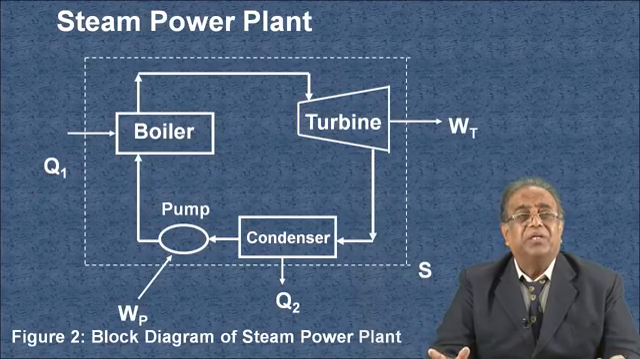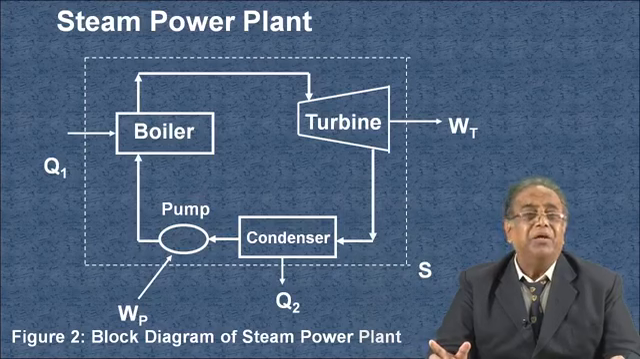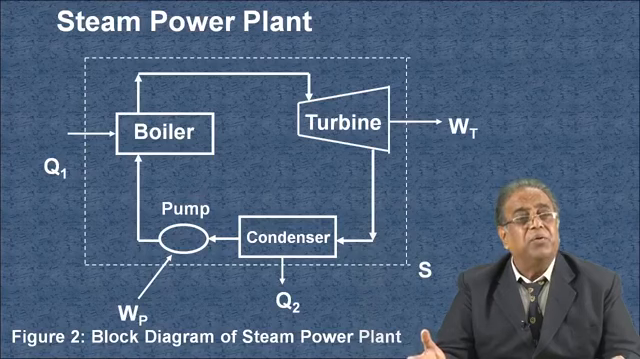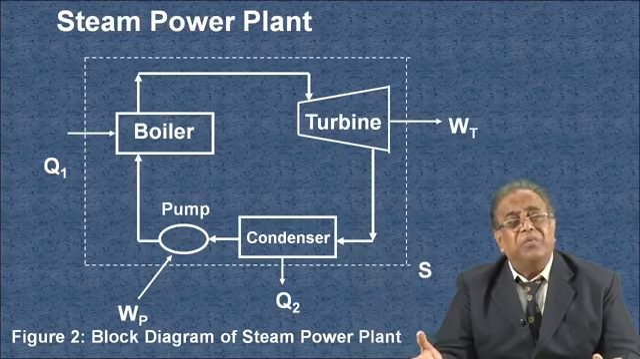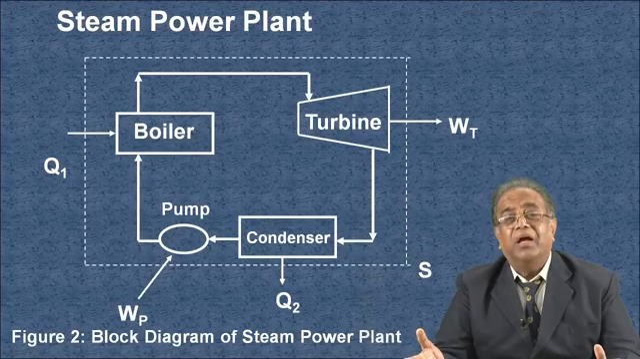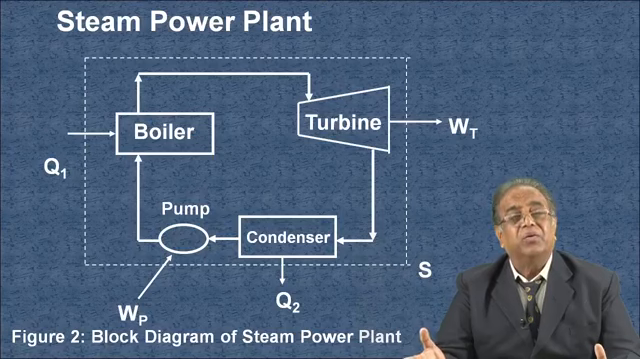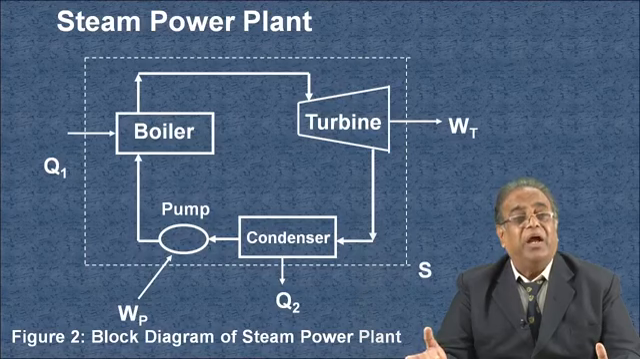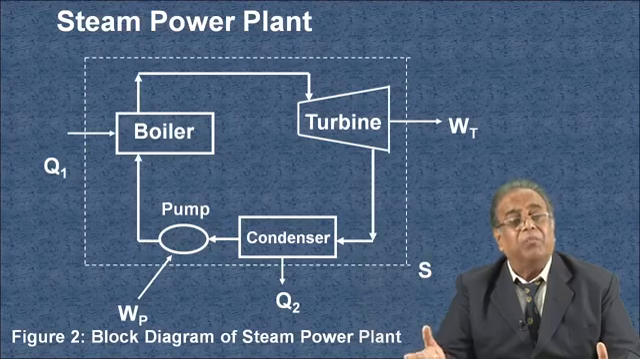This is the block diagram of the steam power plant. Here also you see the boiler which generates steam, the turbine where expansion of steam takes place, the condenser and the pump. Q1 is the heat input into the boiler, which is required for converting water into steam. After that, the turbine does work. WT is the work done by the turbine. Then the heat is given out to the cooling water circulating in the condenser. Q2 is the heat given out from the system to the outside. And of course, the pump is there to send water to the boiler pressure. For that, WP is the work done onto the system, that is, work done on the pump.